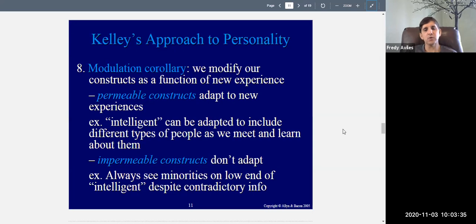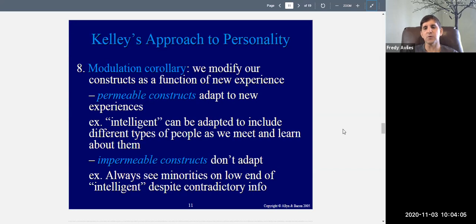As an example, you might always see minorities in the low end of the intelligence scale despite contradictory info. You might continue to believe things that are like stereotypes, for instance. So most of the successful people you meet, most of the intelligent people you meet are going to be white, because we do live in the US and the majority of people in this country are white, and they're the majority of successful people. But you will meet people of color who are also intelligent, who are also successful.